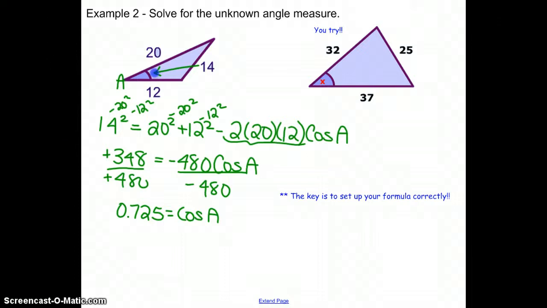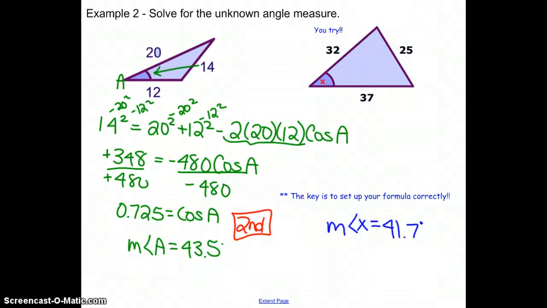Now this makes sense because remember that you always need a small decimal number in order to actually find an angle. So then on your calculator, hit your second function button to do your inverse. The inverse cos of 0.725 is going to give you the measure of angle A equals 43.5 degrees. You should have got the measure of angle X to equal 41.7 degrees.